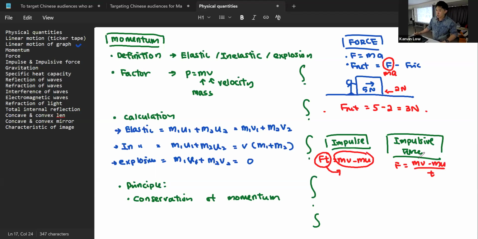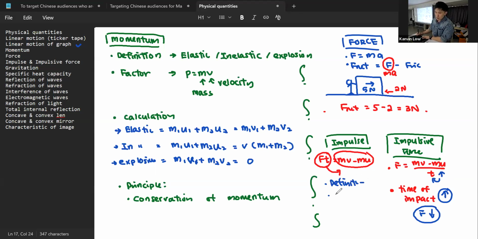And if they ask about impulsive force, students, usually they will ask you, how do you increase or decrease the impulsive force? What is the answer? No. We always talk about the time of impact. Guys, if you increase the time of impact, what happens to the force? It will decrease. So if you increase the time of impact, your force will be decreasing. Do you get what I mean? So they will ask you about the concept.